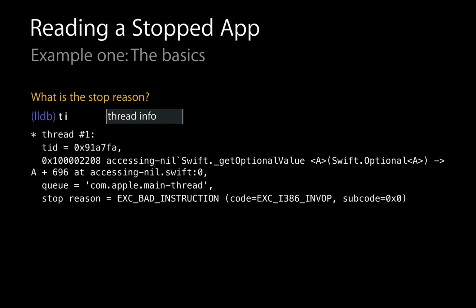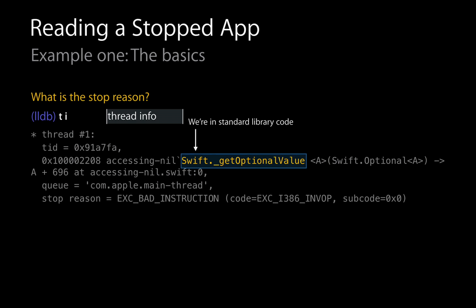Now, there are two reasons why this might be helpful. The first is it's more explicit about what you're doing. And the second thing is you can find it in the help. So if you use the help command or the apropos command in lldb, you can find this command very easily. Now let's say you type thread info at the lldb prompt. You're going to get some information about the thread that's currently stopped. There are two pieces of information that you want to know when you're crashed. The first is what piece of code crashed. In this case, we're stopped in a function called swift._getOptionalValue.